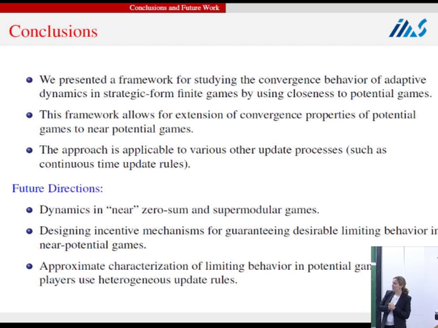And the future directions is essentially this was started by saying, can we find some nice classes of games for which we know the convergence is nice? So maybe around that set, we also have some nice convergence. So this will allow us to study convergence for a larger class of games. The next step is maybe we can also look at supermodular games or zero-sum games and see if perturbations also preserve dynamic properties. Another point that we're very interested in is, now that we have a good understanding of these dynamics, can we think about maybe designing incentive mechanisms for these near potential games to steer behavior toward equilibria with nice properties in terms of maybe welfare functions.